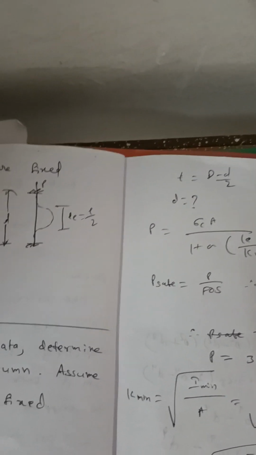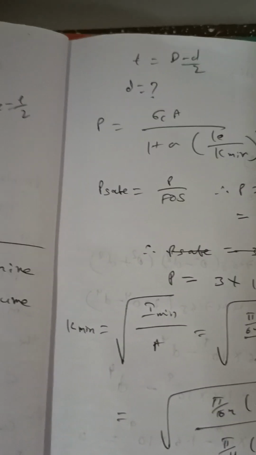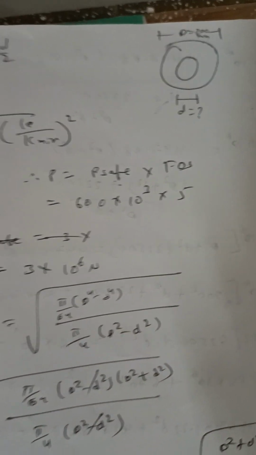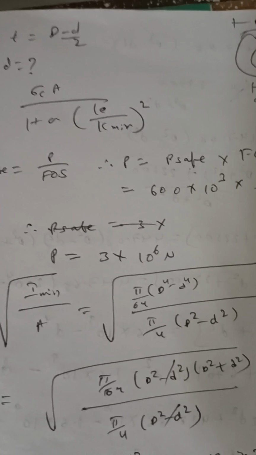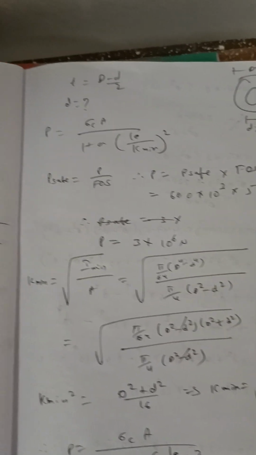P safe is given. How can you find P? We know that P safe is equal to P divided by factor of safety. We know the factor of safety, so P equals P safe into factor of safety. So from here we got P, substitute that P value. So P is 3 into 10 power 6.